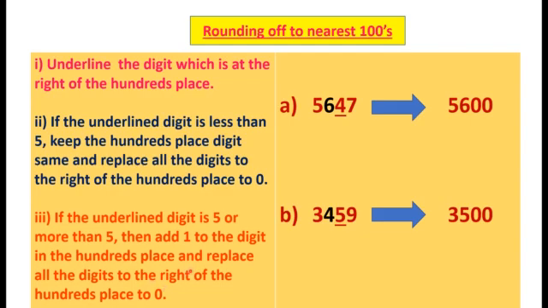And next thing what we have to do, replace all the digits to the right of the hundreds place to 0. So you can see here what are the digits which are at the right of the hundreds place? That is 5 and 9. So we have to replace it by 0. Okay, so what we got here, our rounded off number, that is 3500.